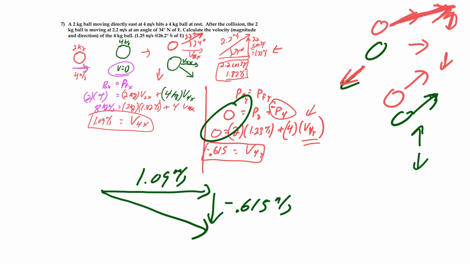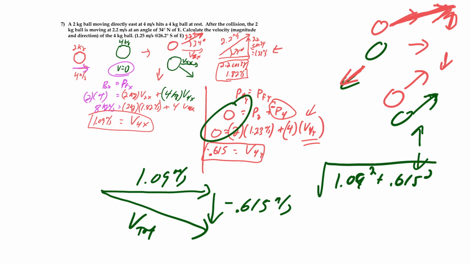All right, let's get back on track. So we're just going to solve for this v total here. So we'll just use the Pythagorean theorem. So 1.09 squared plus 0.615 squared, we'll square root that. That gives us our C, or V total. So I get 1.25 meters per second.